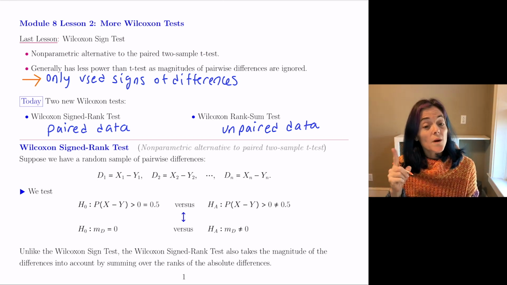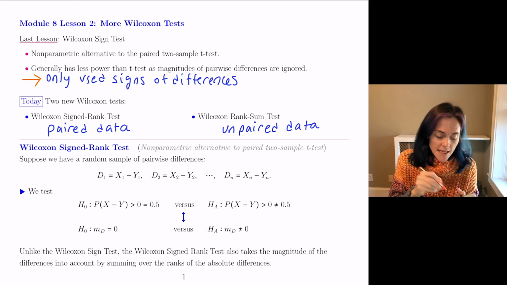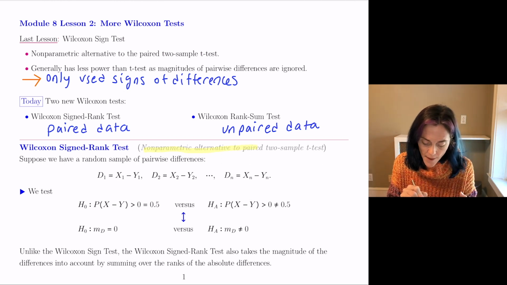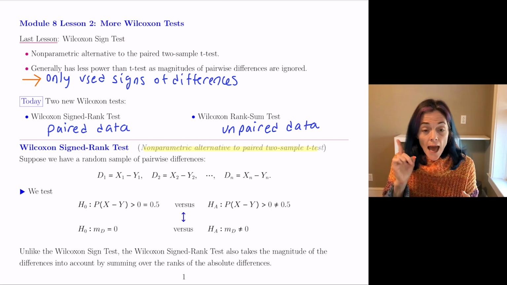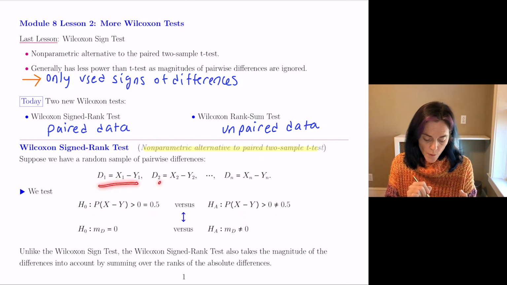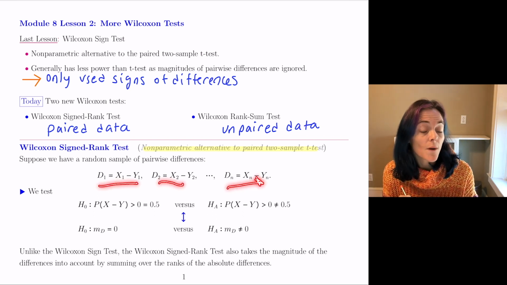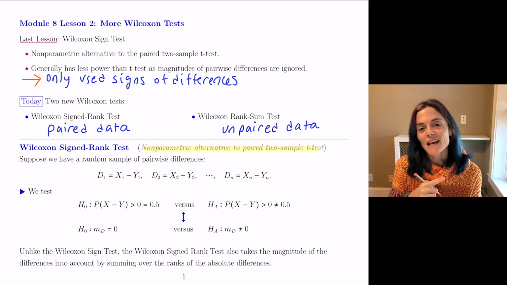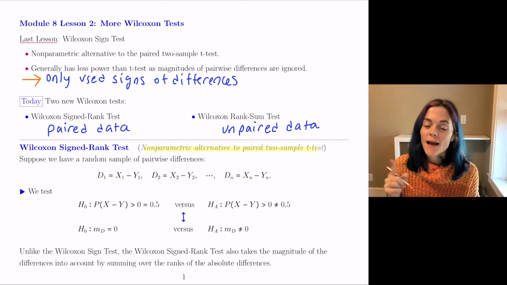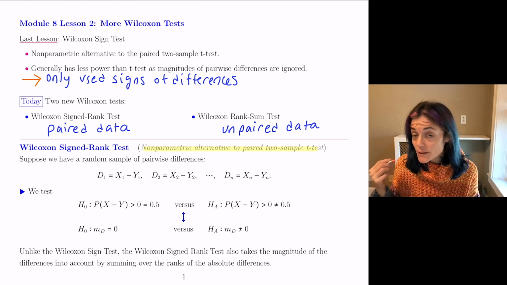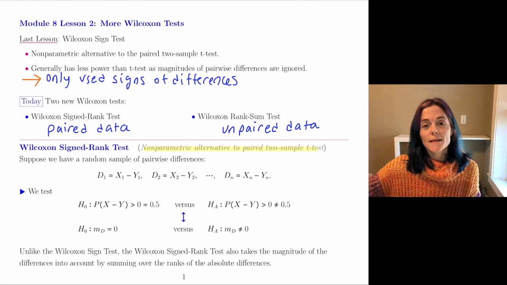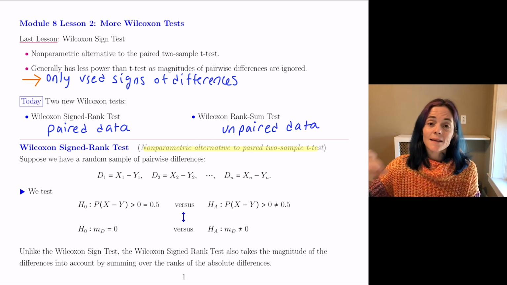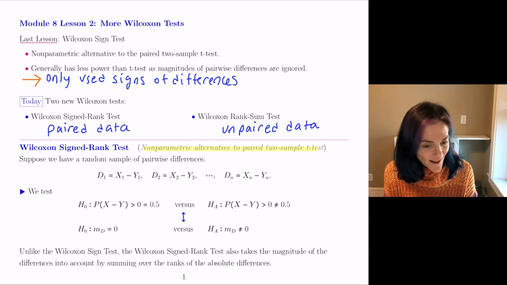All right. The Wilcoxon Signed-Rank Test is a second nonparametric alternative to the paired two-sample t-test. As in the last lesson, suppose we have a random sample of pairwise differences: D1 is x1 minus y1, D2 is x2 minus y2, out to Dn, which is xn minus yn. Here, x1 through xn is some random sample, and y1 through yn is another random sample of the same size.